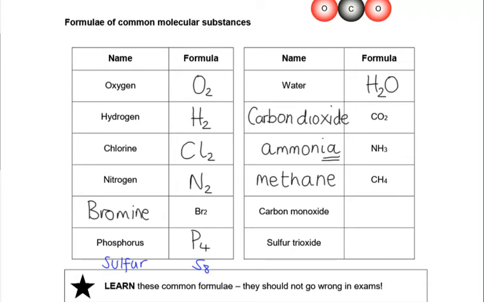If carbon dioxide is CO2, carbon monoxide, mono meaning one, is CO. And sulfur trioxide, tri meaning three, is SO3. Sulfur dioxide would be SO2. You need to learn these formulas.